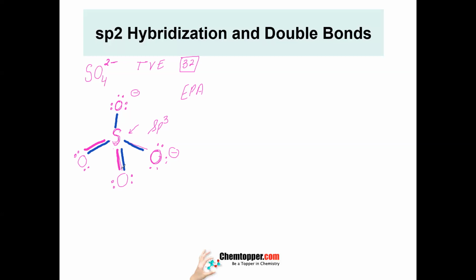So there are 2 pi and 4 sigma bonds. This is how the questions will be answered. Whenever there is a double bond or a triple bond, like C, there is a triple bond like this, N, H.